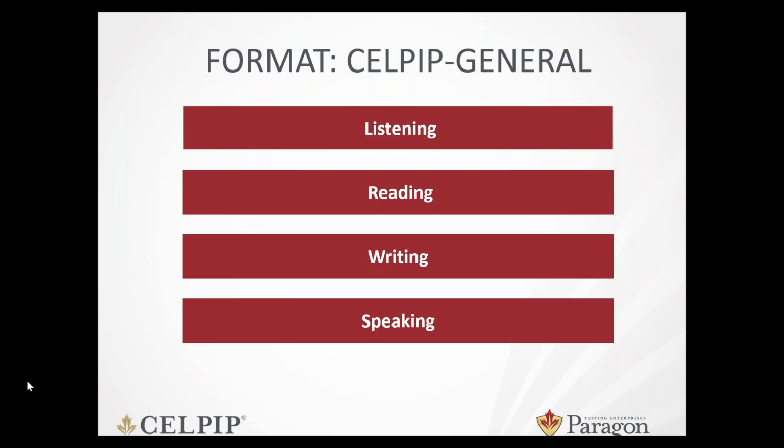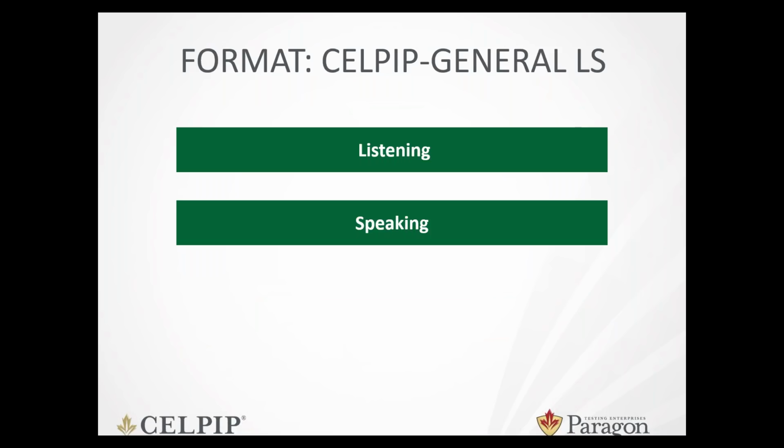So for the CELPIP General test, remember that's the test if you're applying for permanent resident status or Canadian citizenship, or if you're looking to become a real estate agent with the UBC Sauder School of Business or an immigration consultant with the ICCRC. That CELPIP General test goes listening, reading, writing, and speaking. And it's always in that same order. You always start with listening, then move to reading, then writing, and then speaking. Now, the CELPIP General LS test, remember, is the test that you take if you're applying for Canadian citizenship. The CELPIP General LS test starts with listening and then moves on to speaking. Again, always that same order. You always start with listening, then move on to speaking.